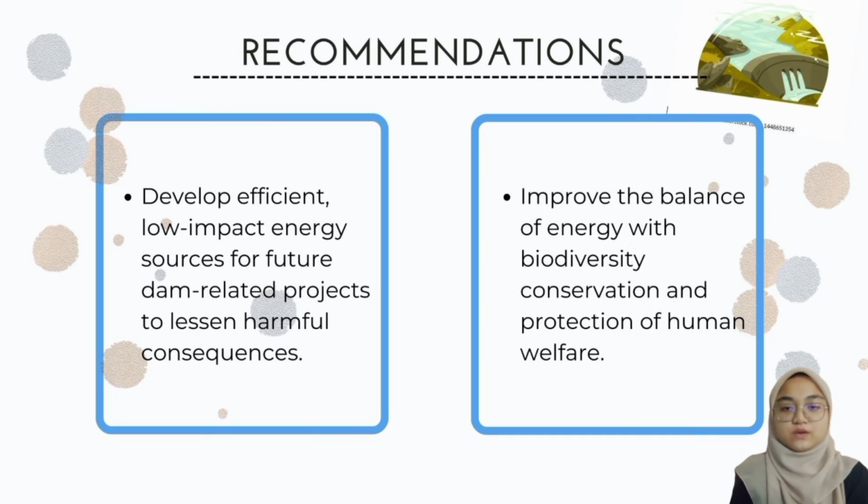Recommendations that can be done to improve this hydropower plant: first, develop efficient low-impact energy sources for future dam-related projects to lessen harmful consequences. This is because building this hydropower plant has a higher effect on the surrounding area. Second is to improve the balance of energy with biodiversity conservation and protection of human welfare. This is because if there is no extra careful planning in building this hydropower plant, it might have an effect on the biodiversity and human welfare.